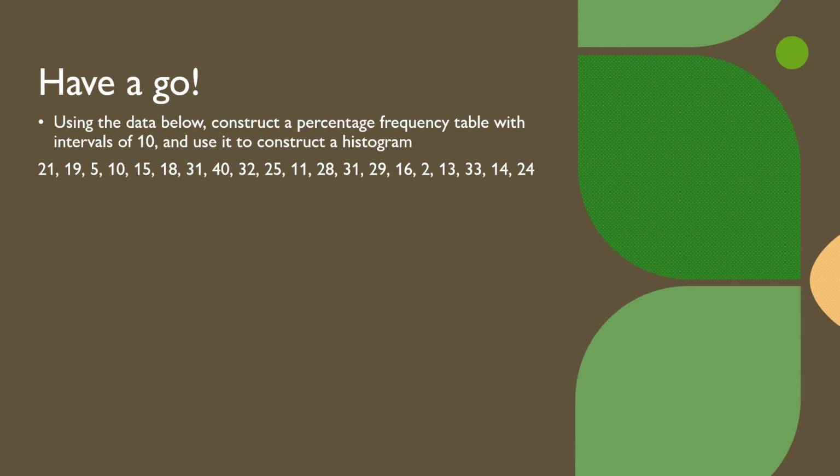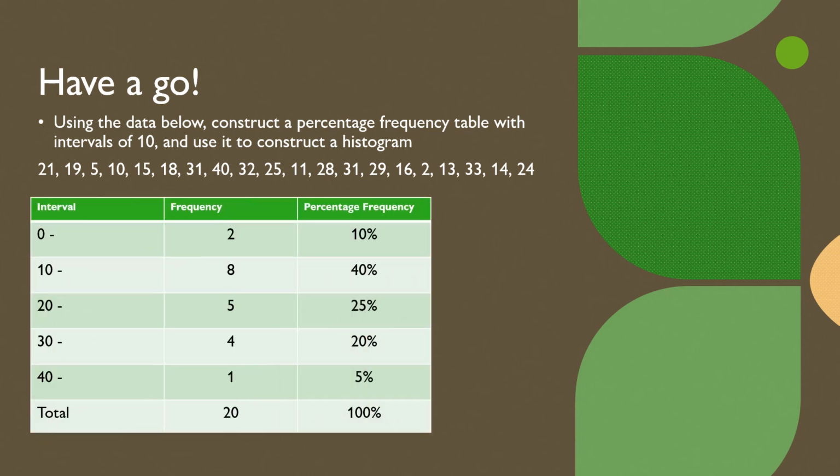All right, so hopefully you've had a chance to have a go at it. This is what your percentage frequency table should look like, something like this. So on the left hand, you've got your intervals there. Frequencies down the middle, so it should have been 2, 8, 5, 4, and 1 for a total of 20. And then the corresponding percentage frequencies. So 2 out of 20 equates to 10%. Then the next one, 8 out of 20, 40%. 5 out of 20, 25%. And then 20% and 5%. And again, it should equate to a total of 100% as long as you've done it correctly.